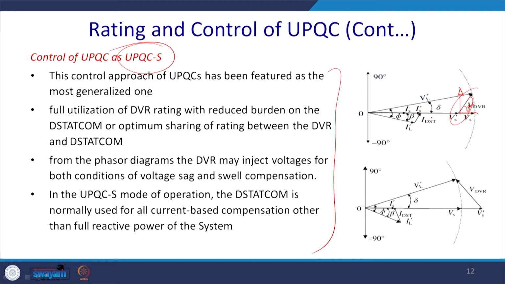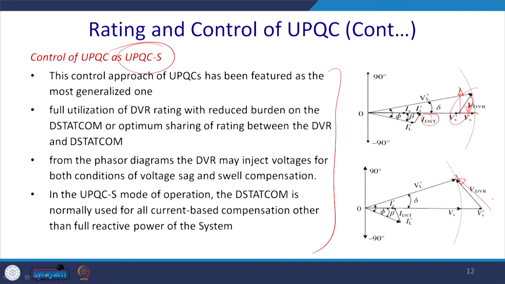Initially you had a current, that is IL, and you will inject this current to make it IS, and there is an angle between IS and IL, that angle was phi. Ultimately you will inject the D STATCOM current so that it will make this component in phase with the supply voltage. Similarly, in case of the swell, it can also compensate the swell, and ultimately you can see that it is injected like this. So, you get a proper utilization of both the entities, DVR as well as the D STATCOM.